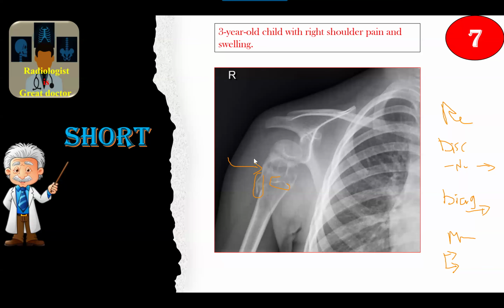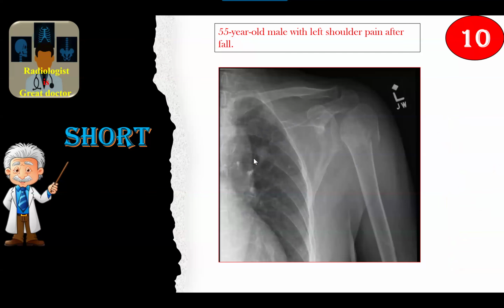Good. Let's discuss the final case. Shoulder pain, 55 years old. Shoulder pain after fall. Okay, sir, I'm provided with the left shoulder projection of a slightly mature patient, in which I can appreciate that there is a fracture noted at the left humeral neck.